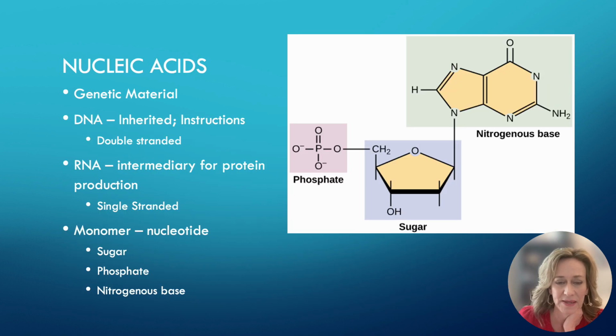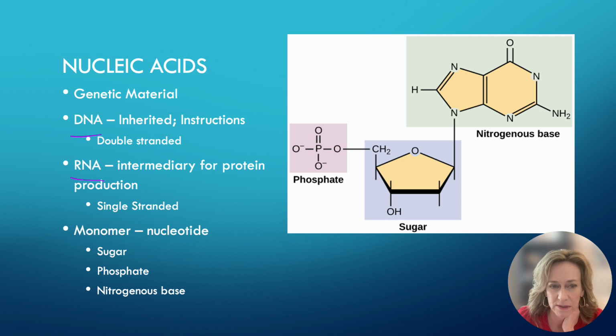Nucleic acids. This is our genetic material, right? The polymer would be DNA or RNA, and we'll learn a lot more. We have a whole lesson coming up about DNA and RNA. For now, what I need you to know is what's the monomer of a nucleic acid, and it is called a nucleotide. And this structure that I'm showing you on the screen is a single nucleotide.